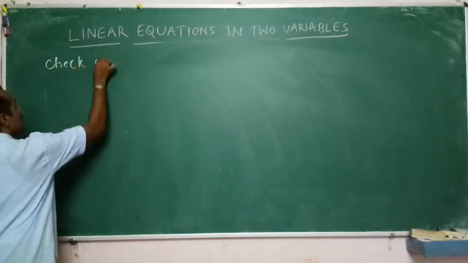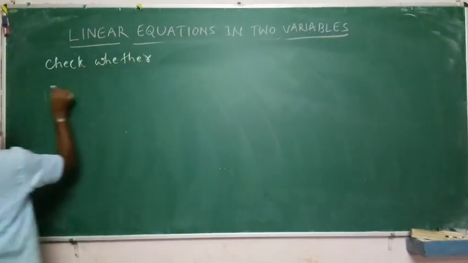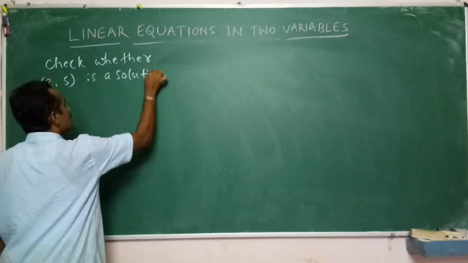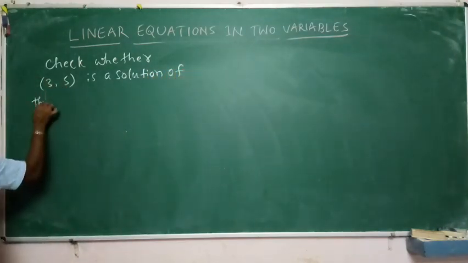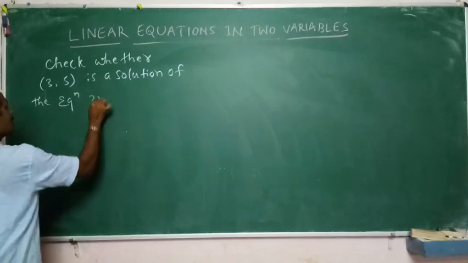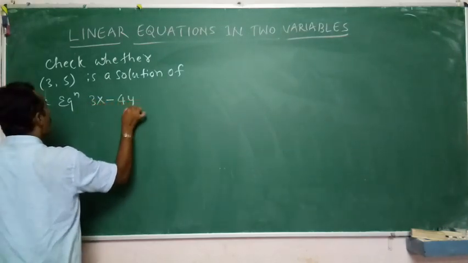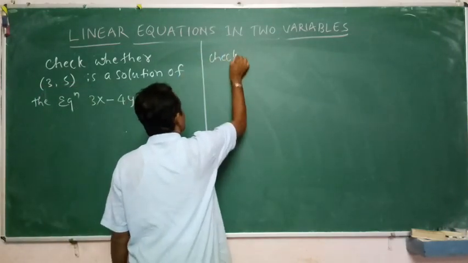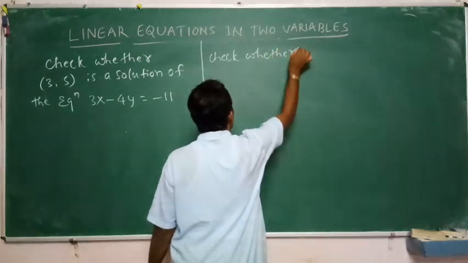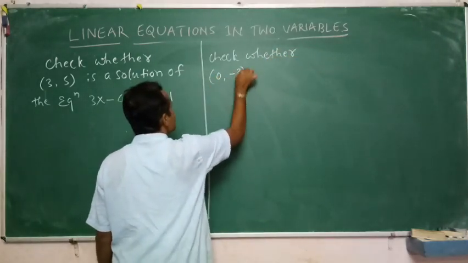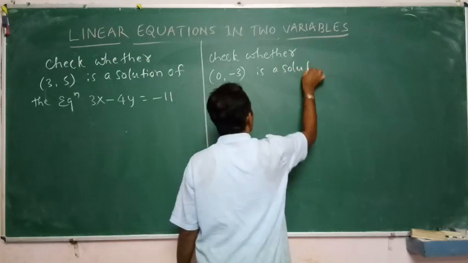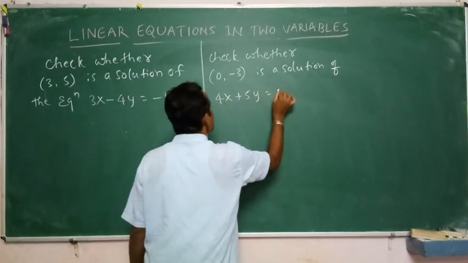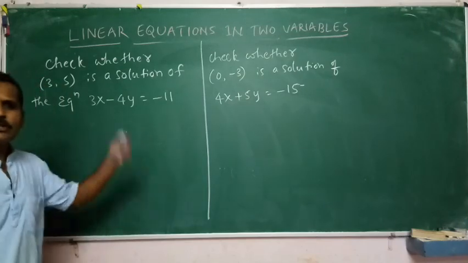Check whether (3, 5) is a solution of the equation 3x minus 4y is equal to minus 11. Check whether (0, -3) is a solution of 4x plus 5y is equal to minus 15. Let us solve these two problems.